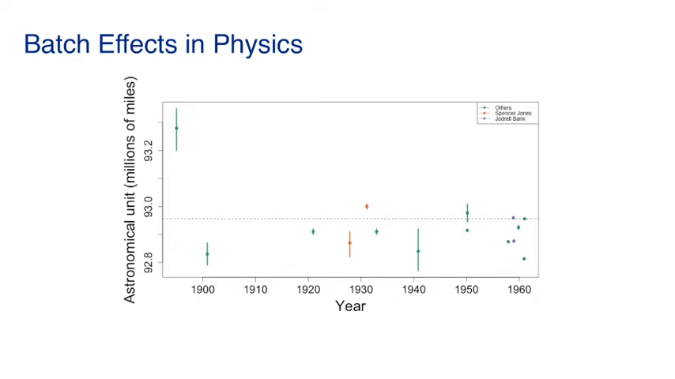So there's a batch effect. Each lab has its own, you can think of it as bias. These confidence intervals come from internal measurements. The same lab is measuring it over and over again. I don't know how they do this. They wait for the sun to come out and then hit their stopwatches.